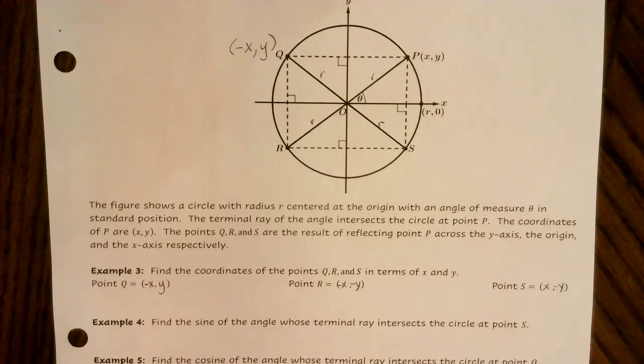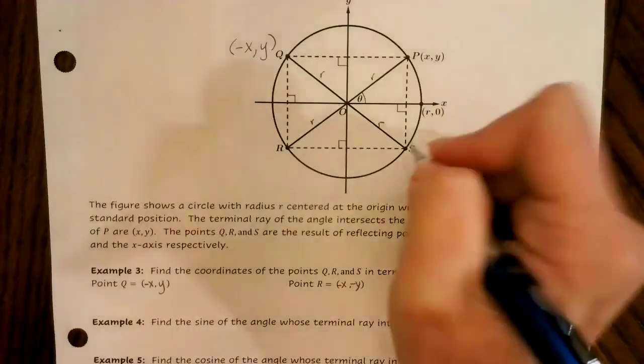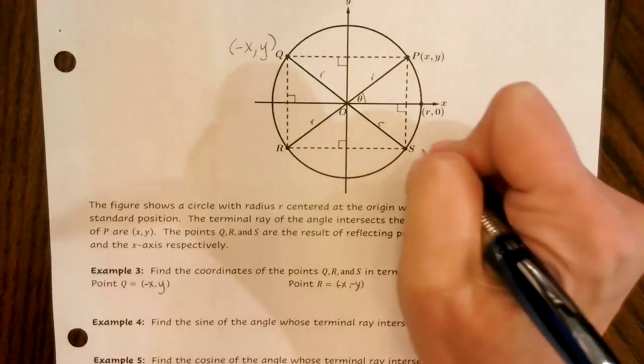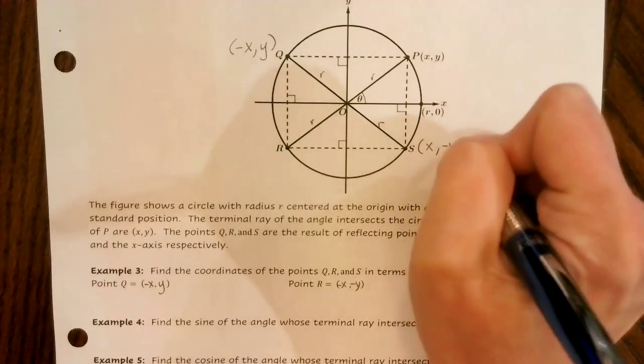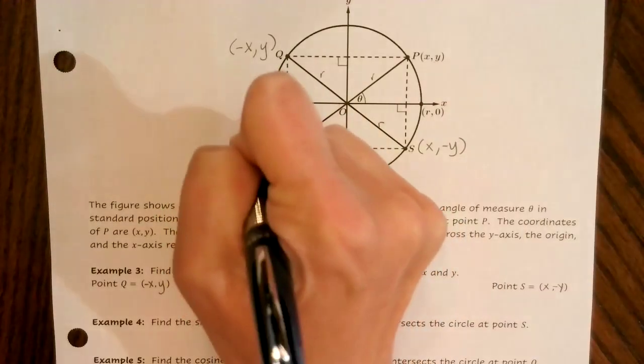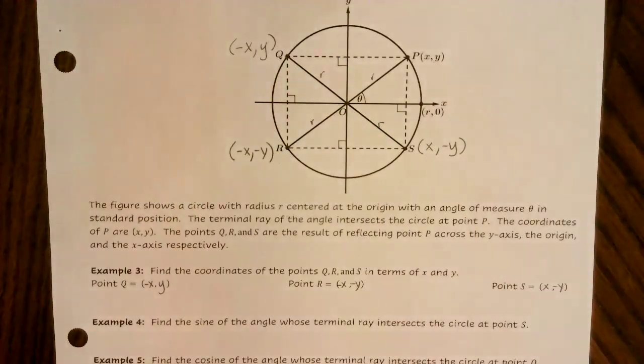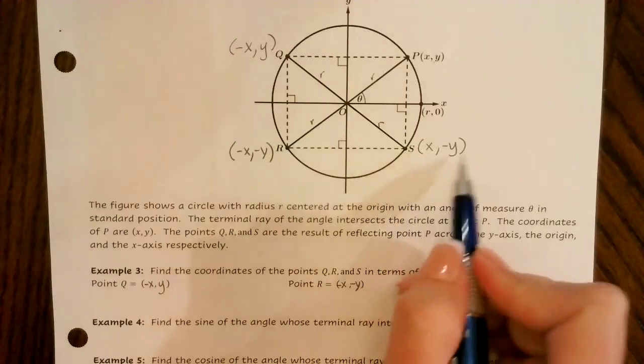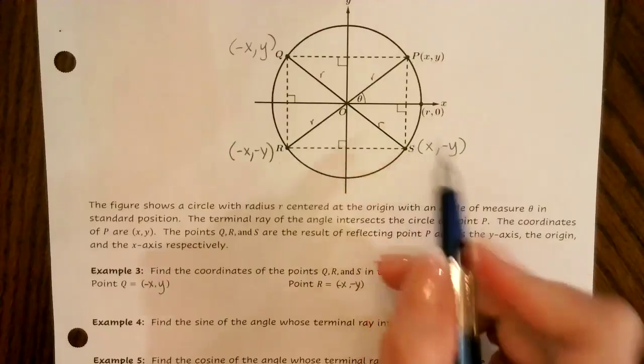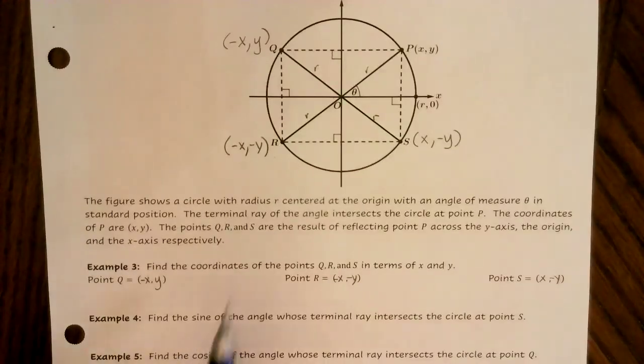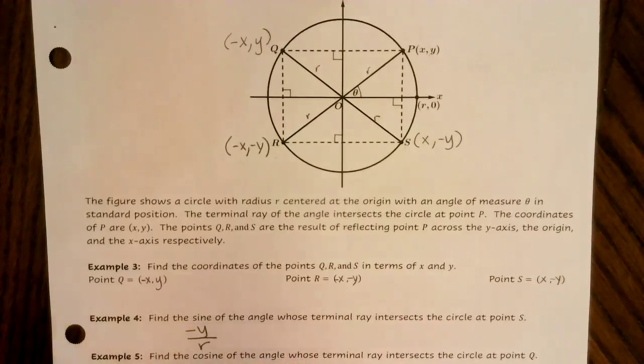Now it says find the sine of the angle whose terminal ray intersects the circle at point S. So this is my point S right here. And actually, I'm just going to go ahead and write the coordinates here as well, so I can see them for our answers. So point S is this one right here. So this is what we would use. It is asking for the sine, and so sine is the y value. So I would say negative y over my radius.